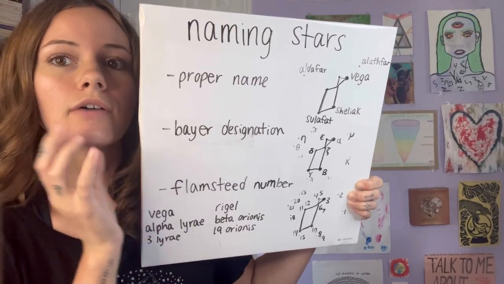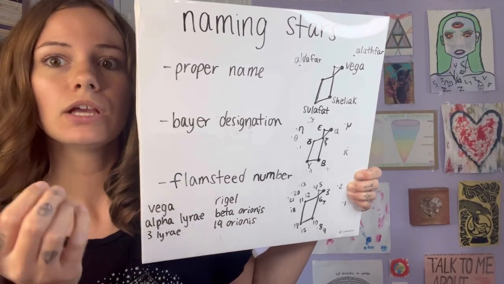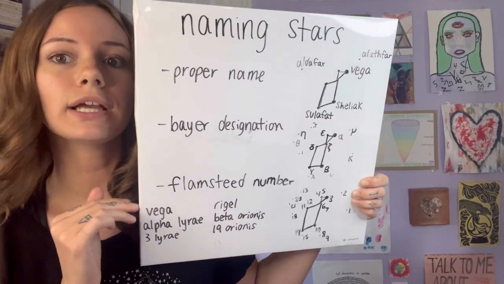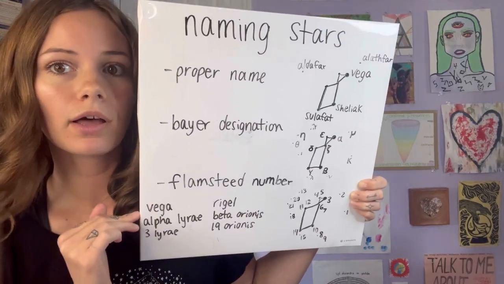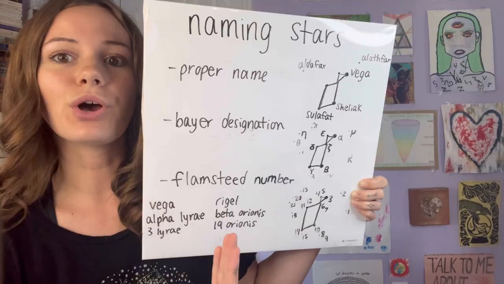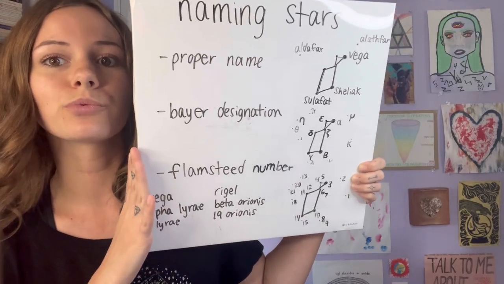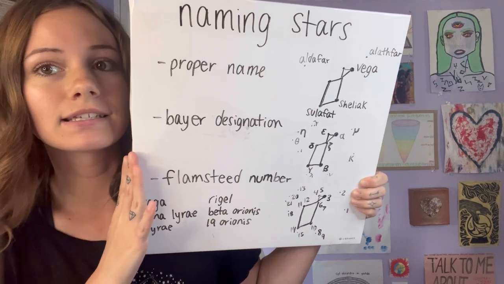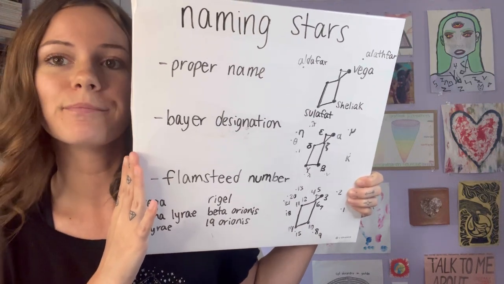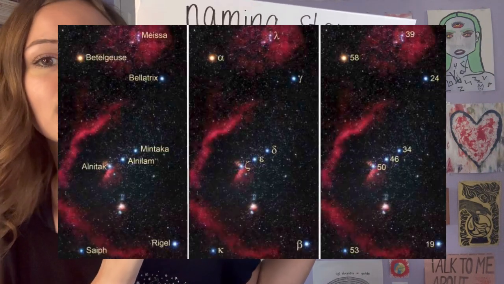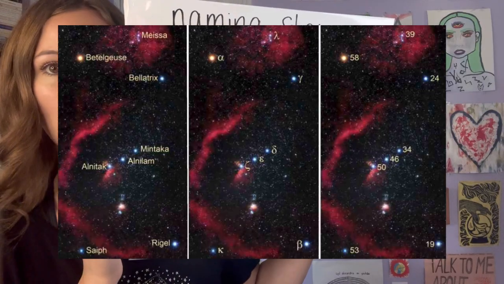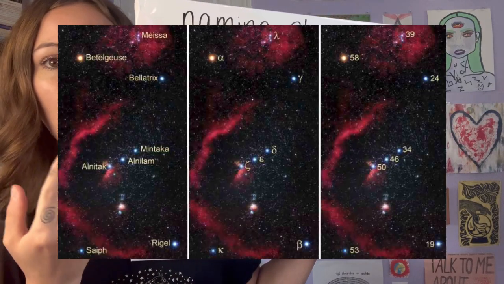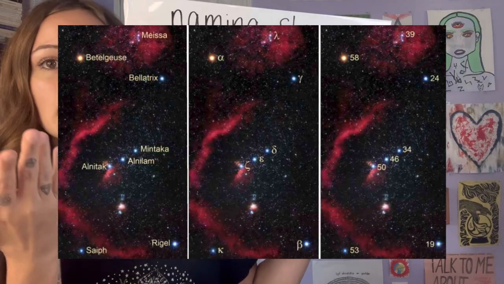It is in order of apparent brightness. So Vega is the brightest star in Lyra, so it is Alpha. But in the constellation Orion, we have this example here with Rigel. Rigel is actually Beta Orionis. It's the second in apparent magnitude, but it is actually the brightest star, which now we know. Betelgeuse is listed as Alpha Orionis, but really Rigel is brighter.